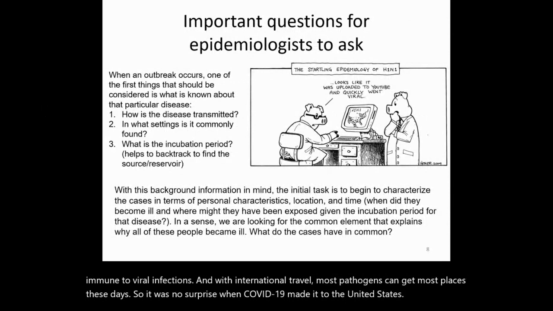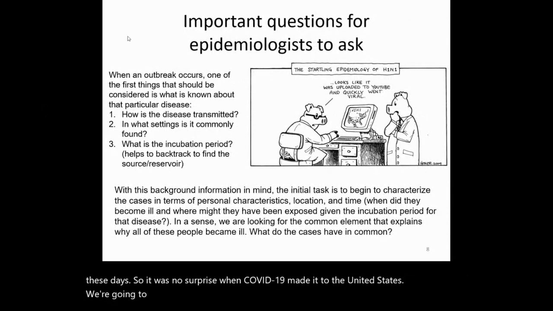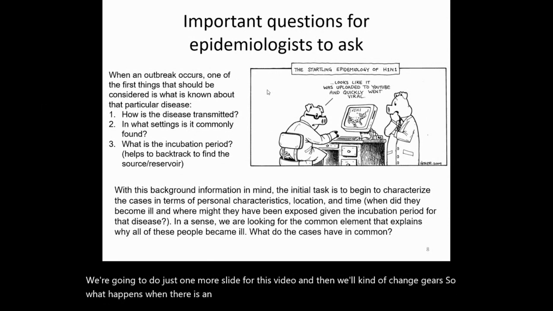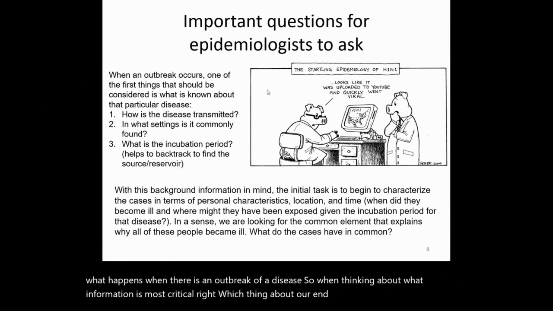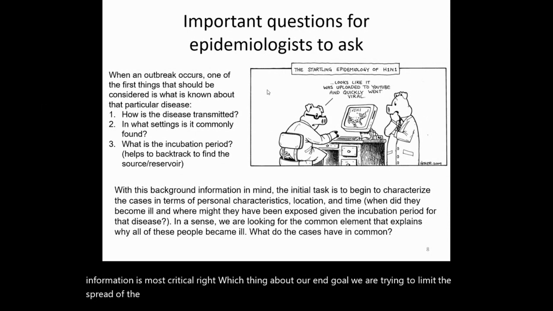Okay, we're going to do just one more slide for this video, and then we'll kind of change gears. So what happens when there is an outbreak of a disease? When thinking about what information is most critical, we're thinking about our end goal. We are trying to limit the spread of the disease and then prevent it. So what are some things we need to know?